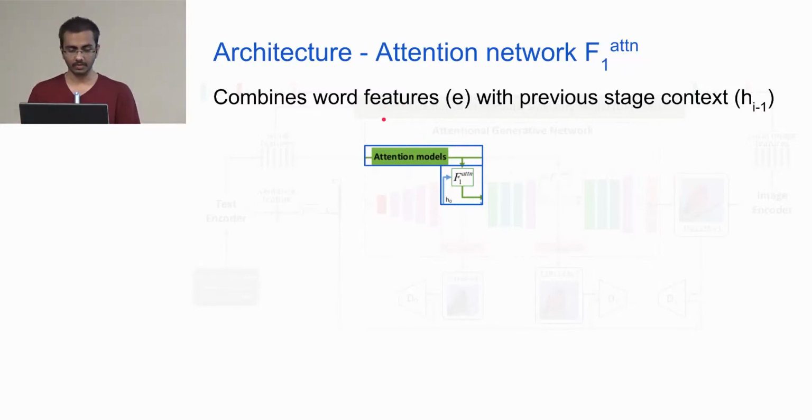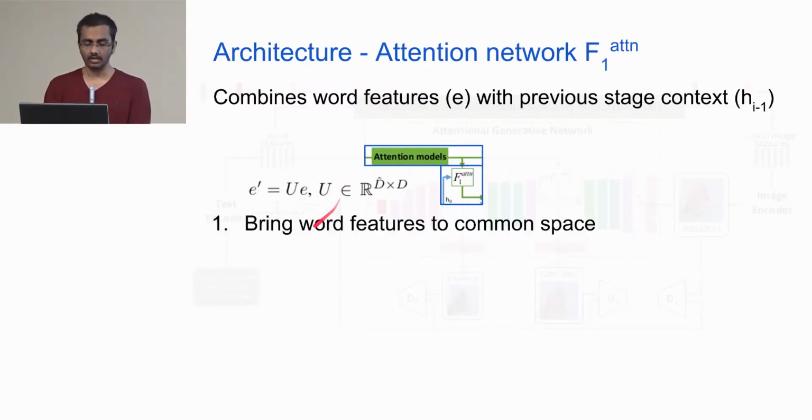How do we combine them? There's a 3-4 step process which we'll look into now. They first bring the word features to a common space. This is the working dimension for the words as we saw previously, the network's internal working dimension. So they try to bring everything to this dimension.